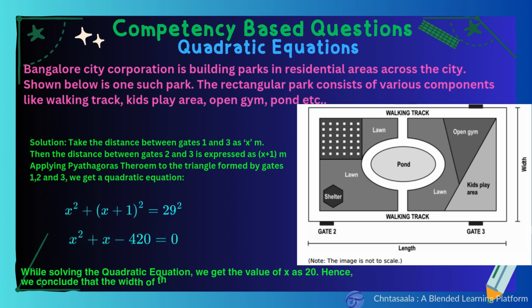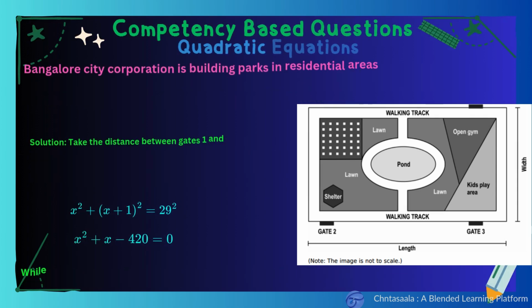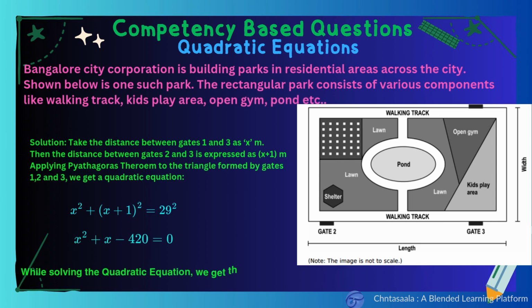This is the first part of the case-based question. Reading and comprehending well, once you have understood it, we can start solving the question. Here, take the distance between gates 1 and 3 as x m. Then the distance between gates 2 and 3 is expressed as (x + 1) m. Applying Pythagoras' theorem to the triangle formed by gates 1, 2 and 3, we get a quadratic equation, x² + (x + 1)² = 29². Reducing, we get x² + x − 420 = 0. While solving the quadratic equation, we get the value of x as 20. Hence, we conclude that the width of the park is 20 meters.